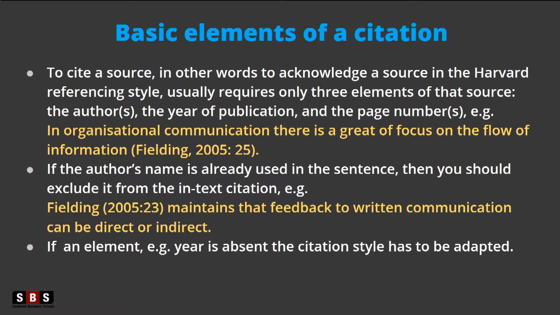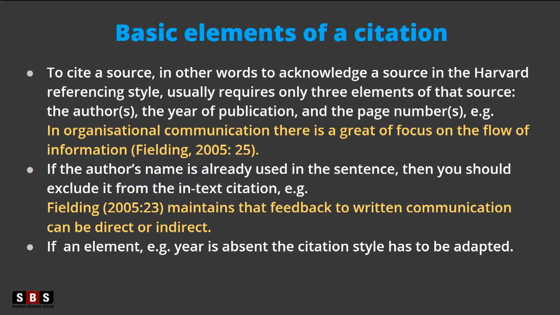If the author's name is already used in a sentence, then you should exclude it from your in-text citation. So if the author's name, for instance, forms part, as in the example, of your sentence construction, then the only parts that you would put in brackets would be the date of publication and the page number. In our example, we see Fielding maintains that feedback to written communication can be direct or indirect. Therefore, in brackets, we only have the year and the page number.